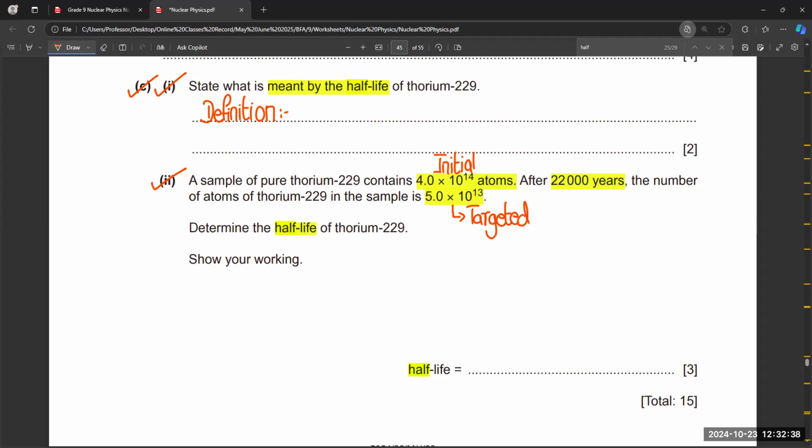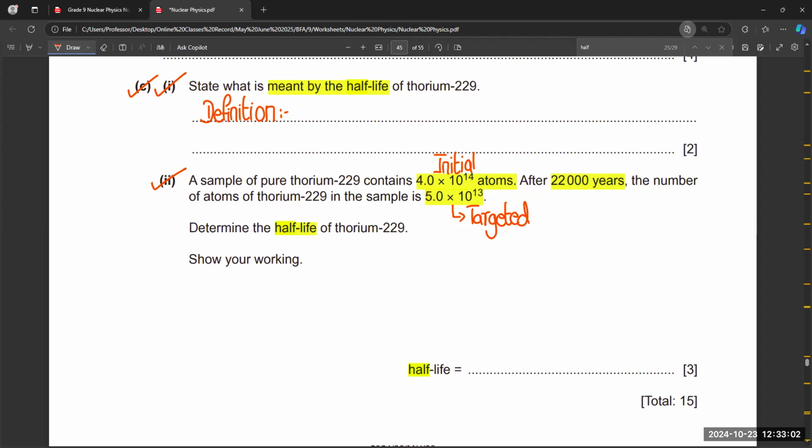In your question, when you get this type of value, when you get two different values, we know that the first one is the initial value. We have to start from there. And the next one is a random value. You don't know about it. Either it is the half-life, second half-life, or third half-life. So you don't know about the second value. So this is our main target actually.